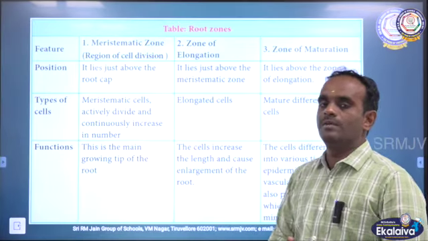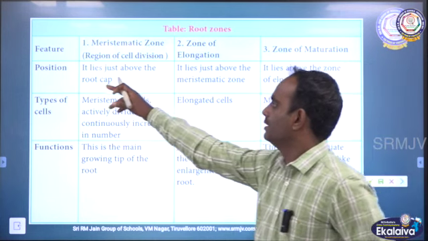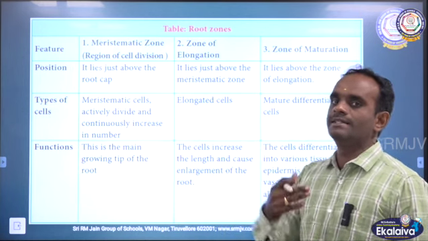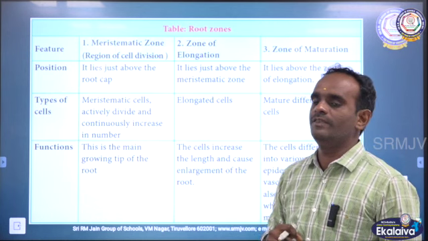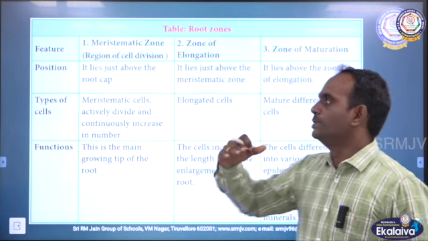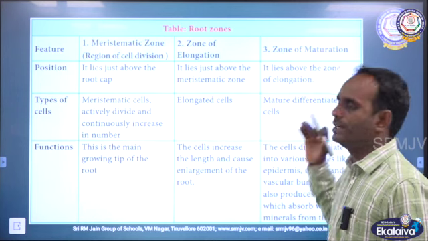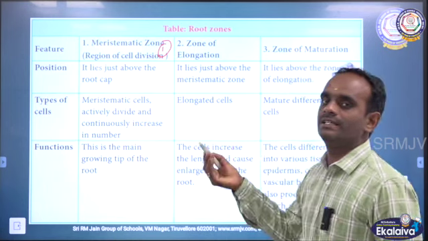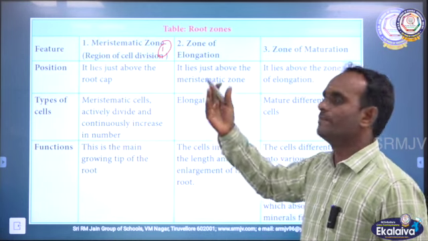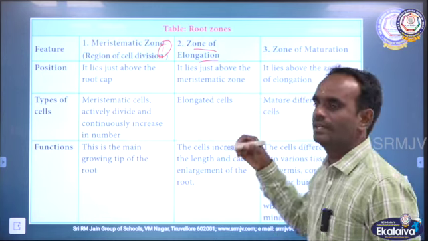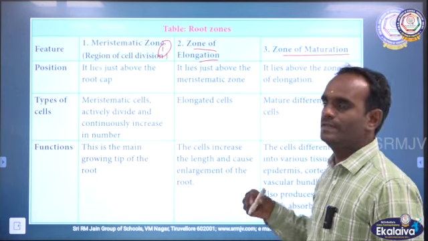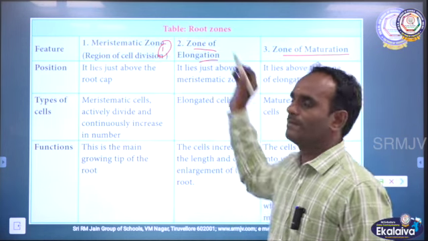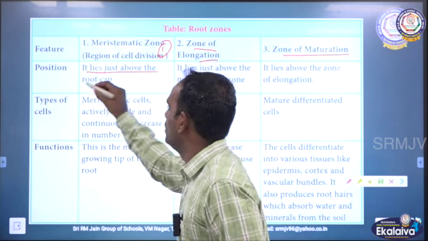See the tabular column here. Position, cell type, and function. We already discussed three different positions. What are the three different positions? Meristematic zone, zone of elongation, and zone of maturation. So three different zones. First one is zone of meristematic activity, that is meristematic zone. Second one is zone of elongation. Third one is zone of maturation. First we will see the meristematic zone activity, that is zone of meristem. Position, it lies just above the root cap.